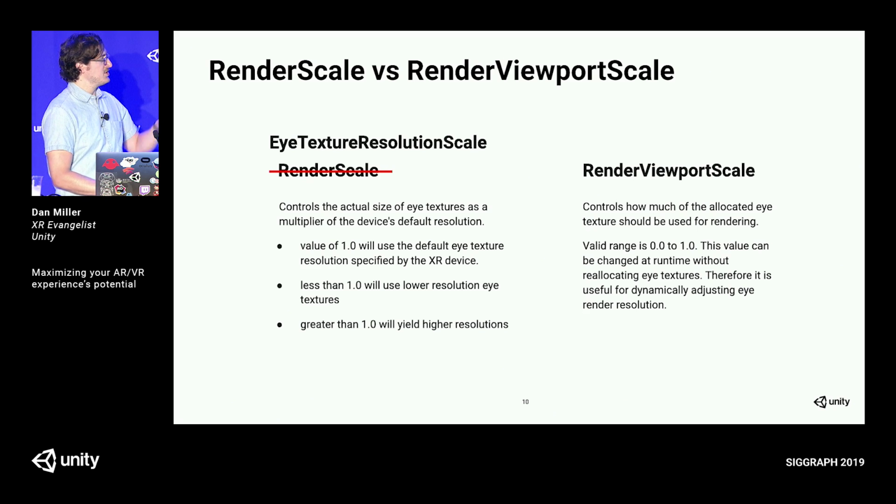So eye texture resolution scale is something you'd probably set once and isn't really performant to update at runtime. Render viewport scale is something you can modify at runtime, but just consider it for special use cases or when you might need it in your application.